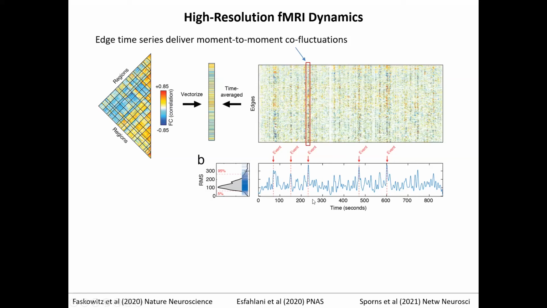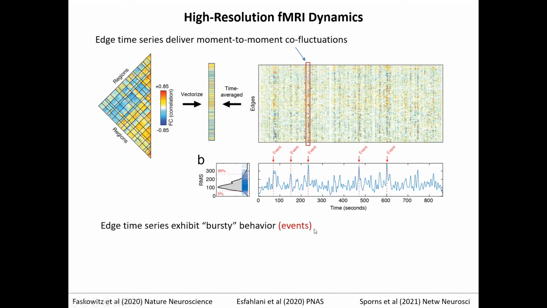The way we analyze these patterns is that we take the global magnitude of co-fluctuations, which is typically what we call the root mean square, or the root sum square in some cases, of the edge co-fluctuations at each moment in time. That defines these sharp peaks, which we call events. So I'll be using the term event from here on out for the rest of today, and that refers to these high co-fluctuation moments in time.